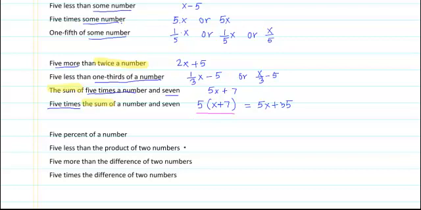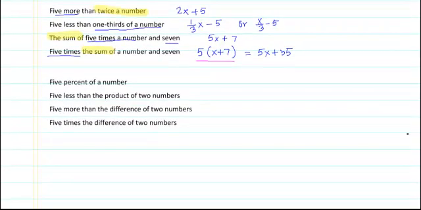Let's move over to the third set. We have here 5% of a number. Now as you know, 5% of a number is 5/100ths times a number. So 5 over 100 times our number x, or 5 over 100 is 0.05. So this is also 0.05 times x.